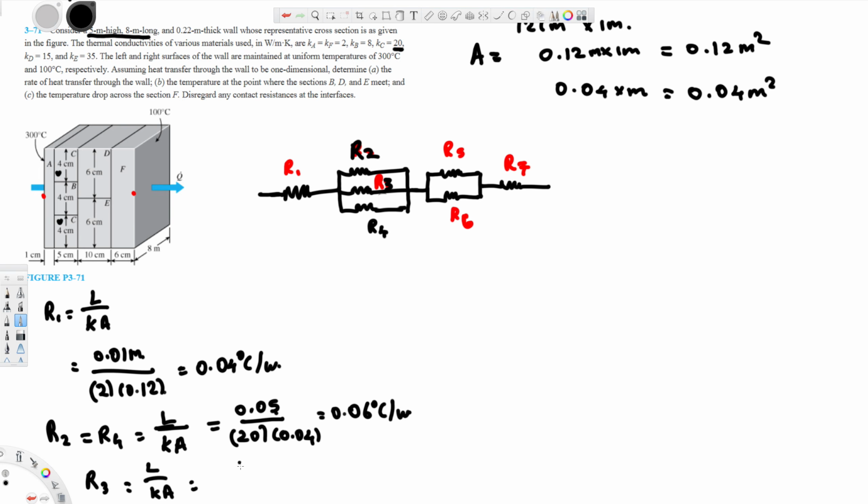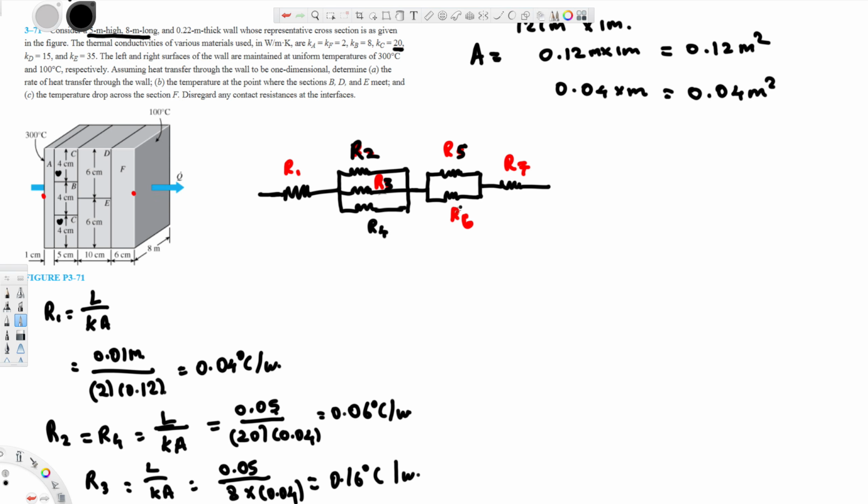The thickness is the same, 0.05 over K value. K value for B is given by 8, so this is going to be 8 times the area. It's again 4 centimeter height, so we are going to use 0.04 meter square. This is going to be multiplied by 0.04, and if you calculate this one, this is going to give you 0.16 degrees Celsius per watts. Now we have calculated R4. Now let's move to the next one.